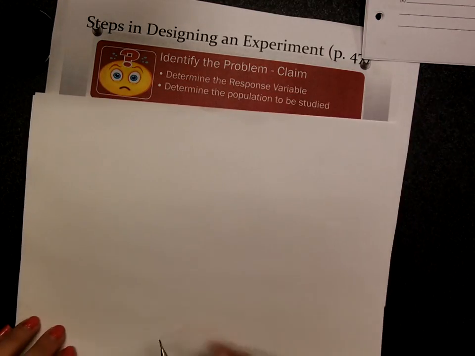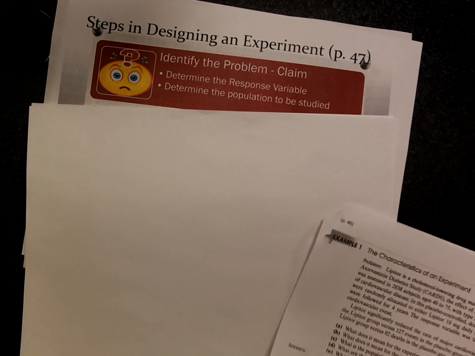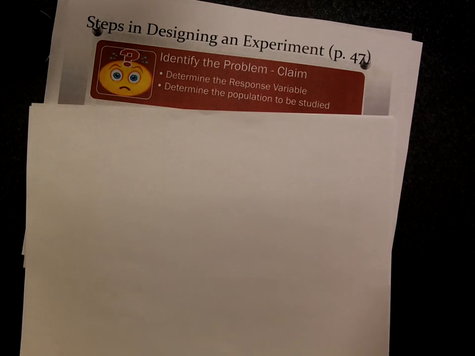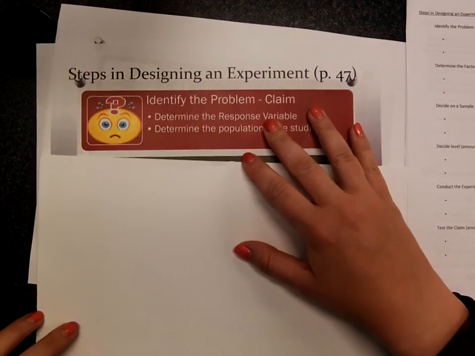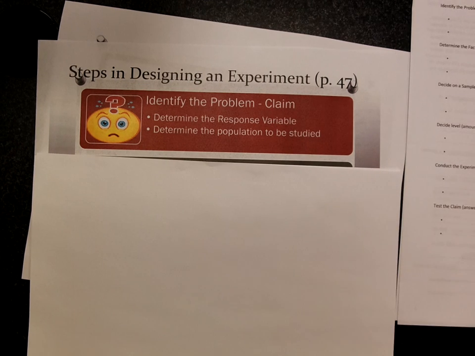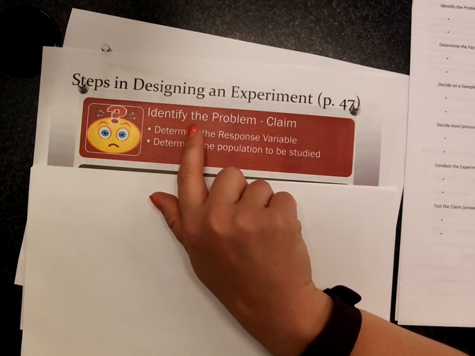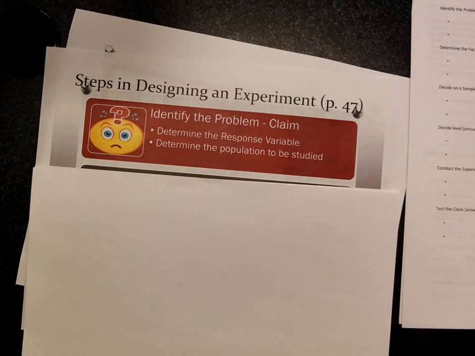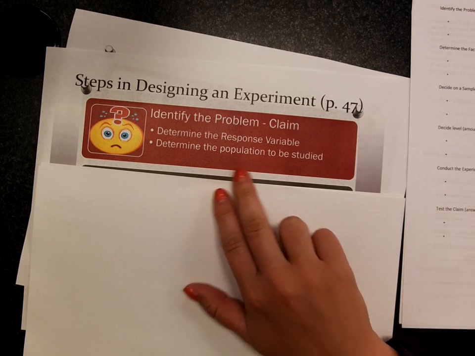So I just wanted to briefly go over the last page on your handout, page 10. This will not specifically be on your exam. I just want to go over the steps of designing an experiment. This is just for your information to tie everything together that we've talked about in this chapter. So the first thing you do in an experiment is identify the problem or the claim, and we discussed that on Monday. You determine the response variable, and you determine the population to be studied.